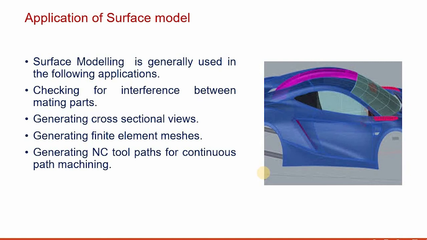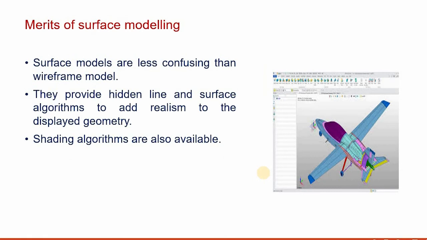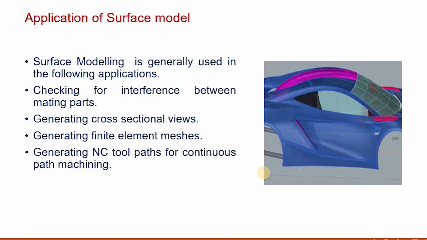Generating NC tool paths for continuous path machining. So surface modeling can generate the NC tool paths for continuous path machining. Also, surface modeling can be used for finite element analysis. Finite element analysis is a method of predicting the behavior of real structures under various load and displacement conditions. So finite element analysis can be done in the surface modeling of the object or images.